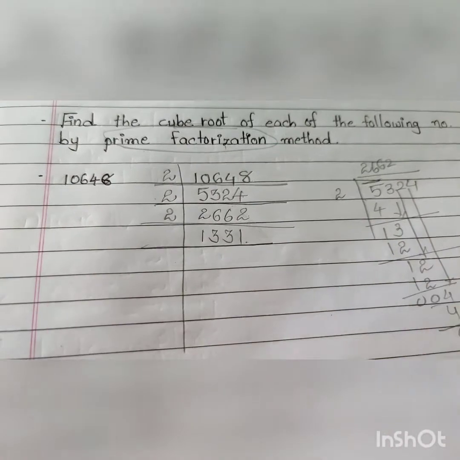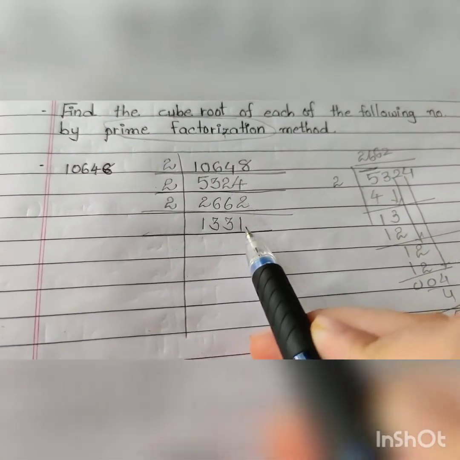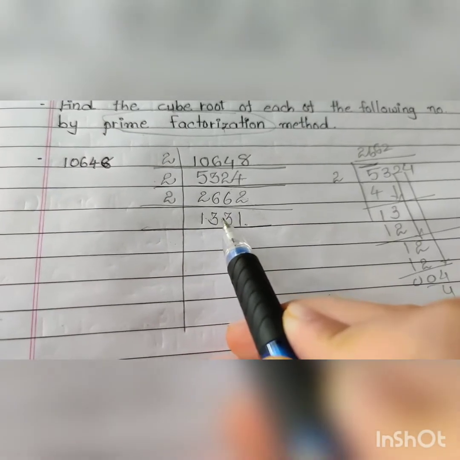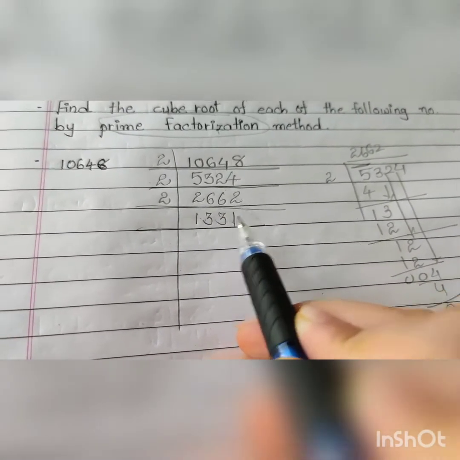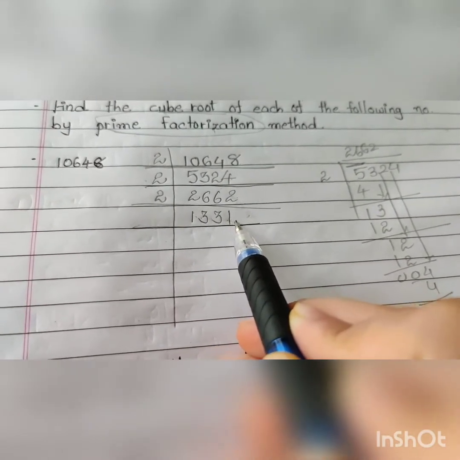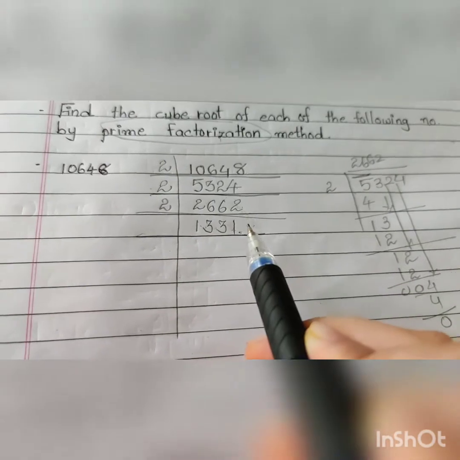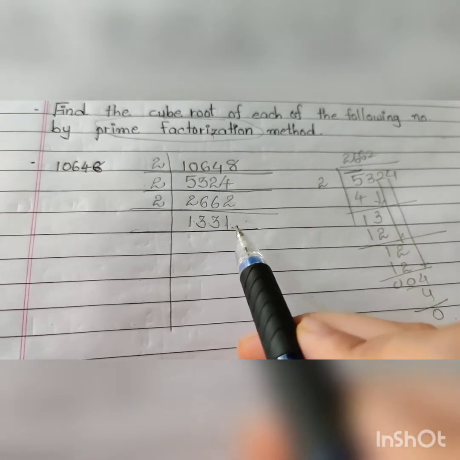So for 3, what is the rule? You have to add all the digits. So 1 plus 3 is 4, 4 plus 3 is 7, 7 plus 1 is 8. And 8 is not in the table of 3, so this number is also not divisible by 3. This number will not come in the table of 3.